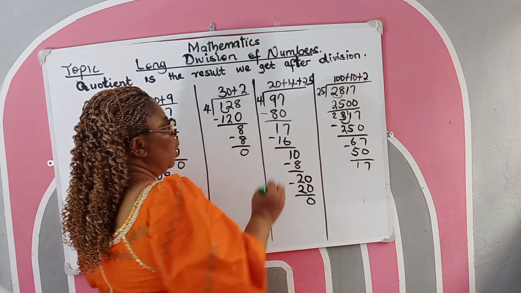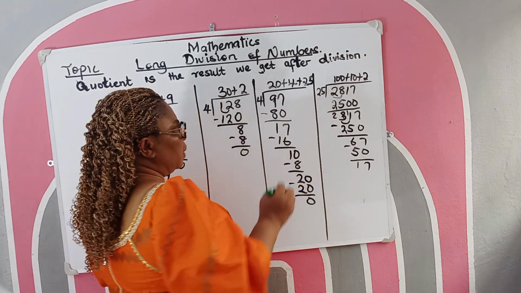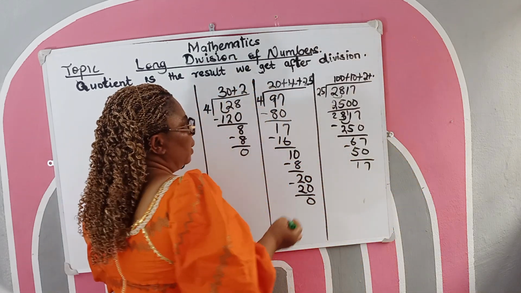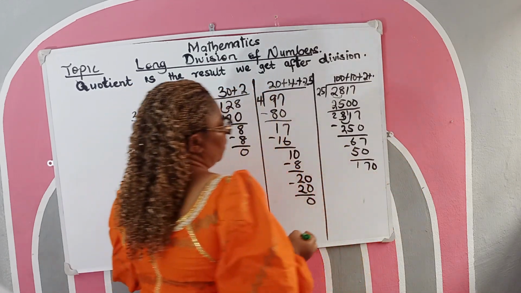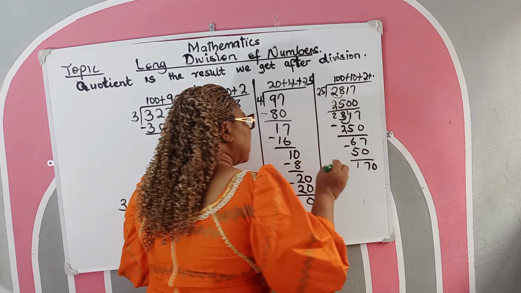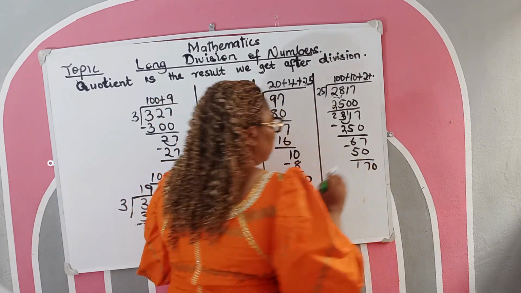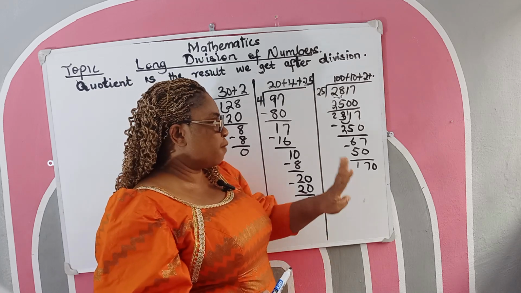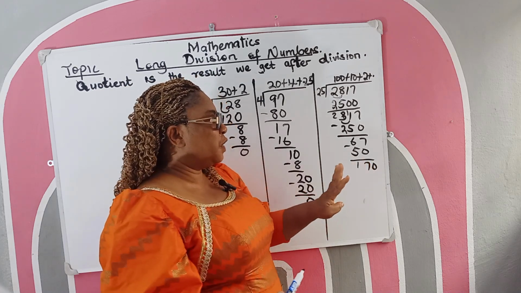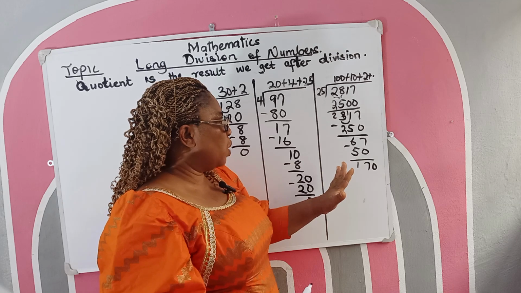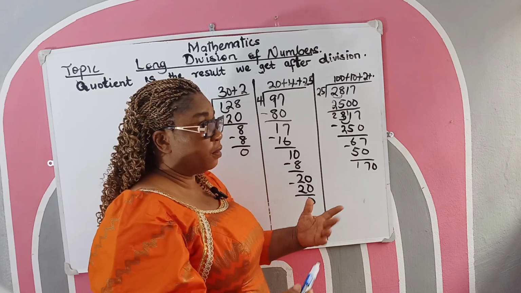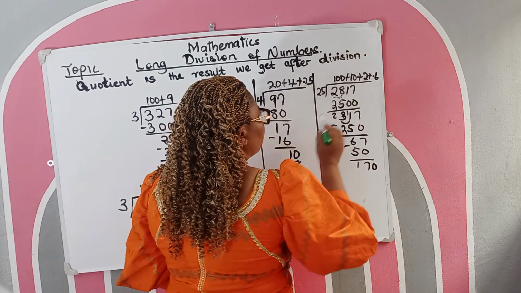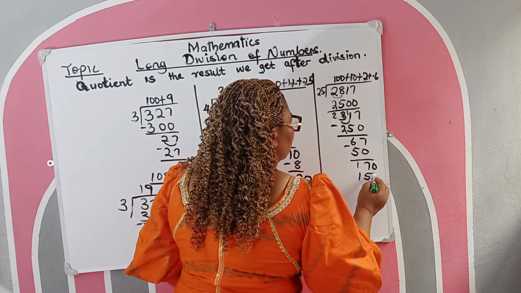Look at it now. 25 can no longer divide 17. So I put plus and I add a decimal. In that case, I put 0. How many 25s can I get in 170? I'll ask myself. I know that in 100, I have 4. And in 50, I have 2. So in 170, I will be having around 6. So I write 6. So 25 times 6 will give us 150.